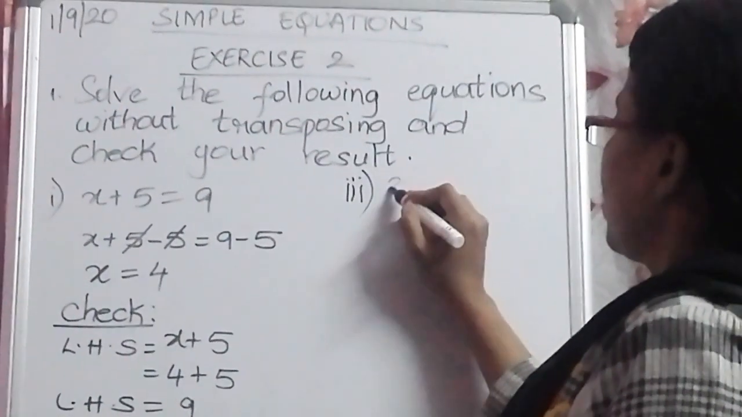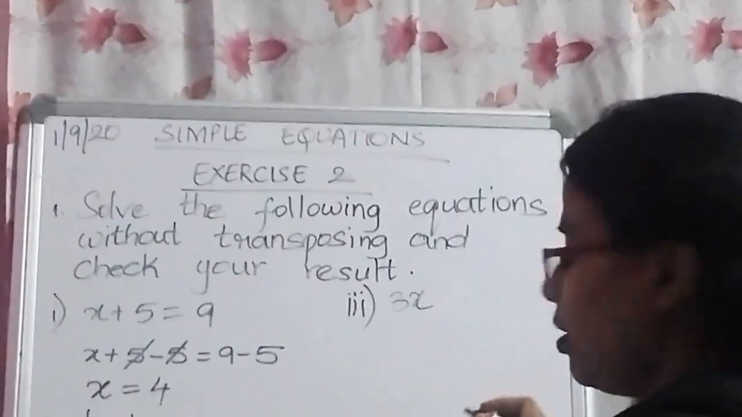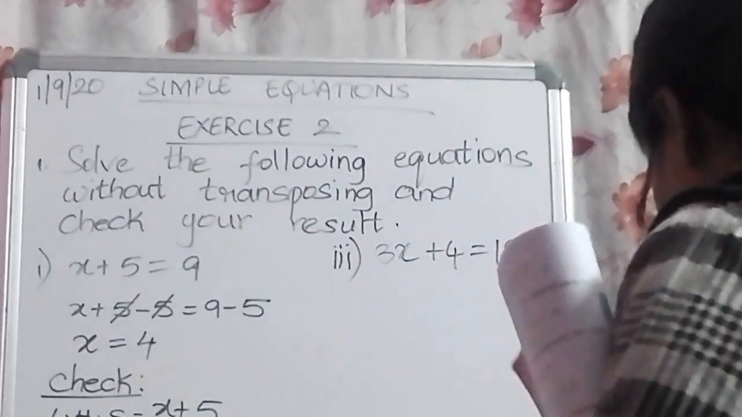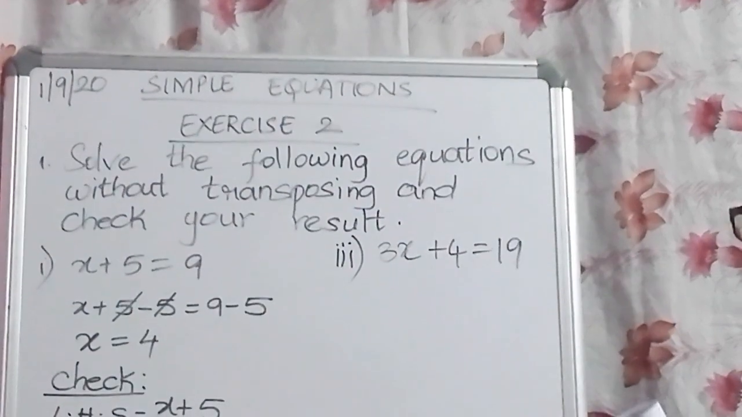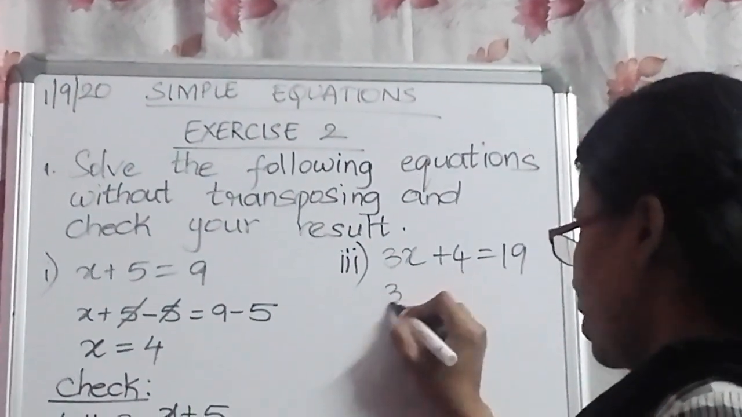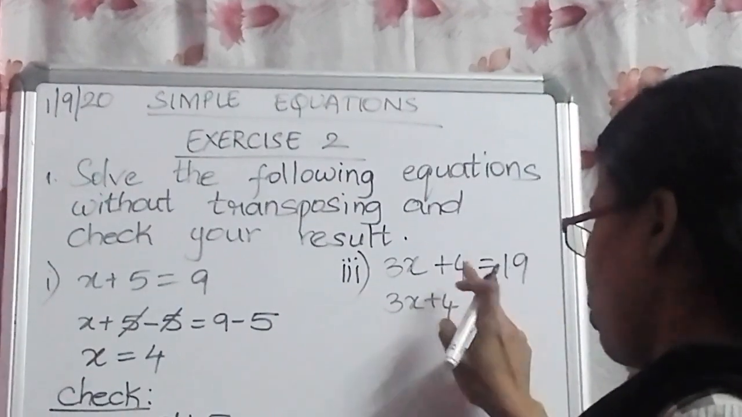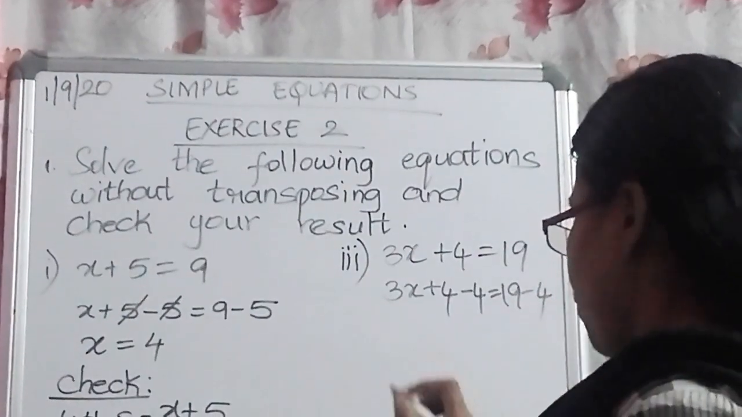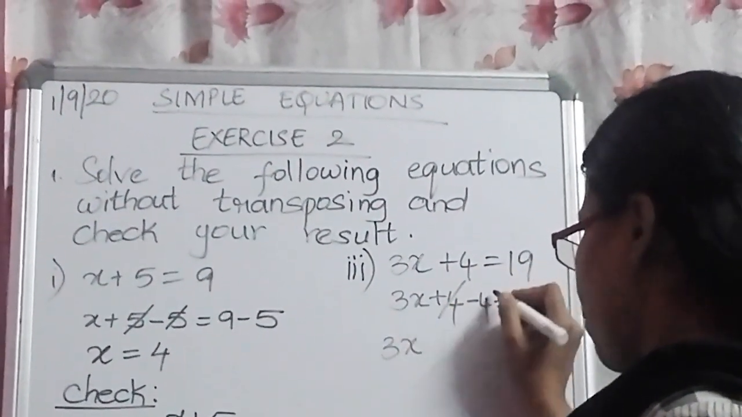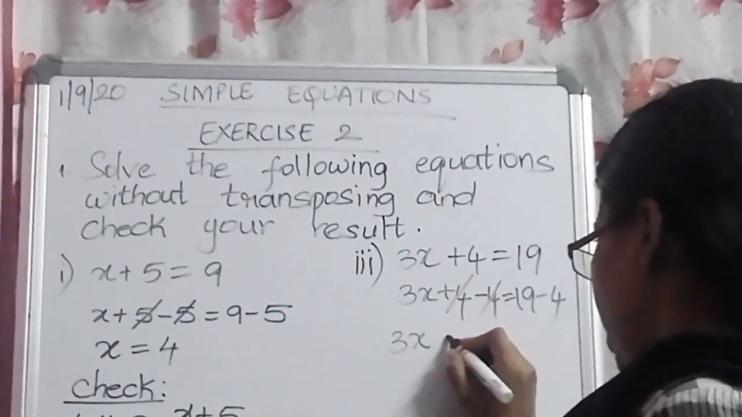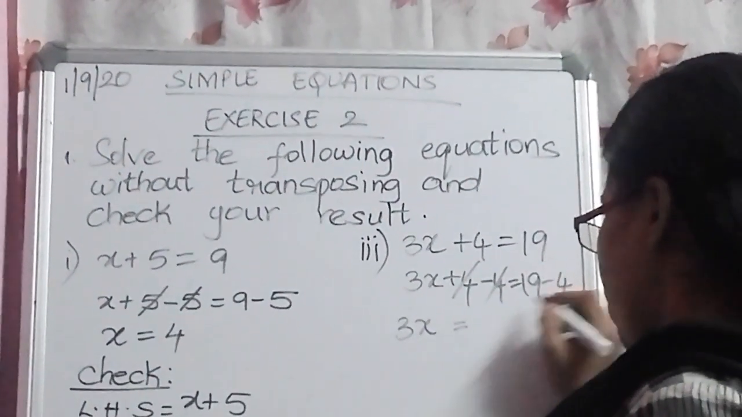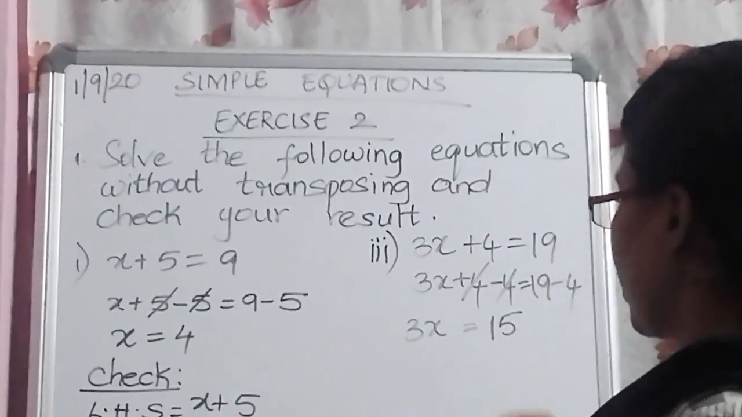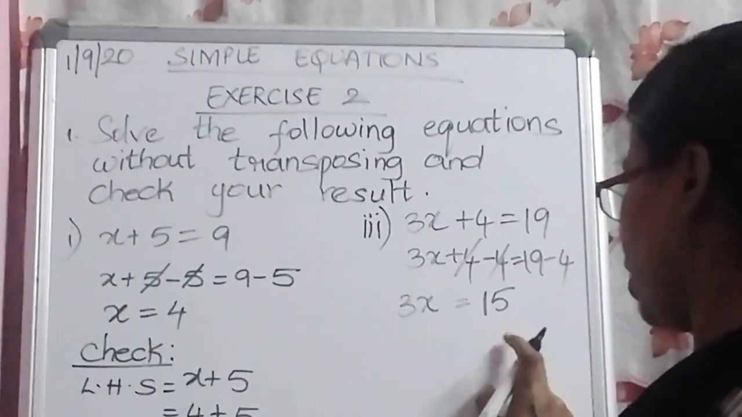Third bit is 3x plus 4 is equal to 19. Now what we should do? 3x plus 4. Now we have to remove this 4. So what should I do? Minus 4 and 19 minus 4. So 3x minus 4 plus 4 both get cancelled. 3x is equal to 19 minus 4, which is equal to how much? 15. 3x is equal to 15 you got.